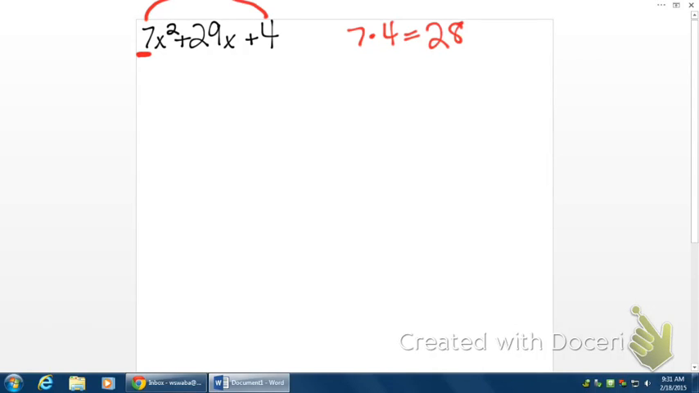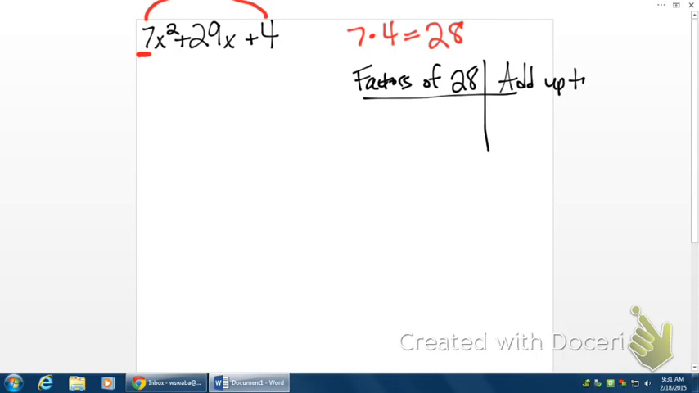Now, so we multiplied the first number times the last number. Now, we need to find factors of 28 that add up to whatever that middle term is. So really kind of doing the same thing that we were doing, but the only difference is because there's a number in front of that x squared, we need to multiply the first number times the last number. That's what I did over here. So now we need to find factors of 28 that add up to whatever that middle number is. In this case, it's a 29.